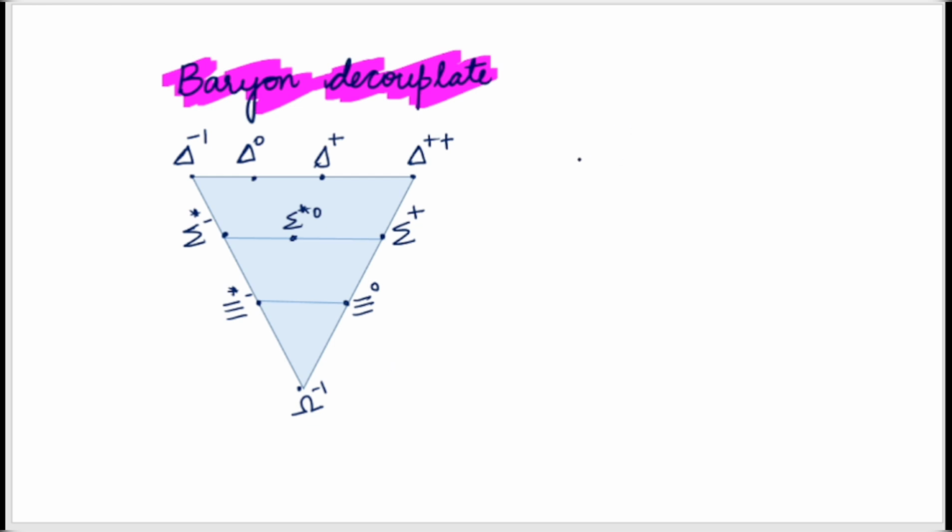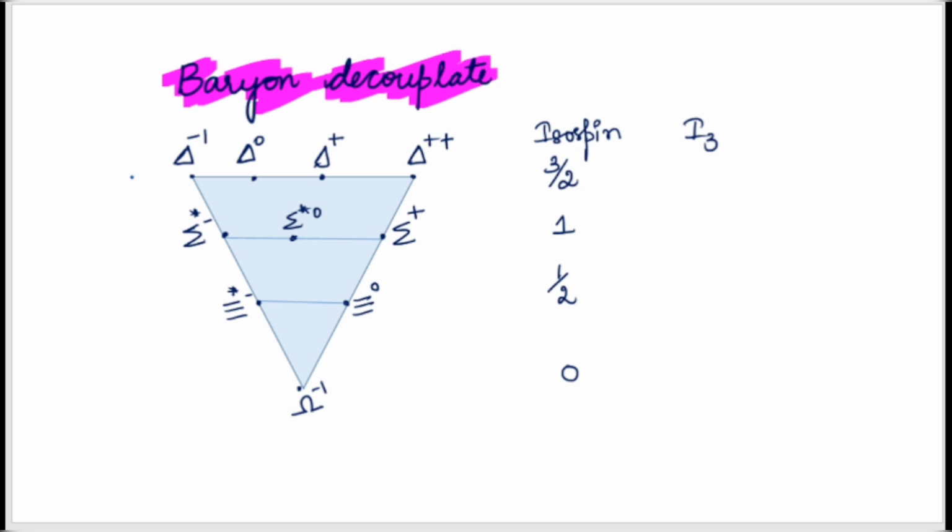Here the isospin will be 3 by 2. The isospin for sigma negative, sigma 0, and sigma positive is the same, I showed in the previous slide, it is 1. For cascade negative and cascade 0, the isospin is half, and for omega to the power of minus 1, the isospin is 0.